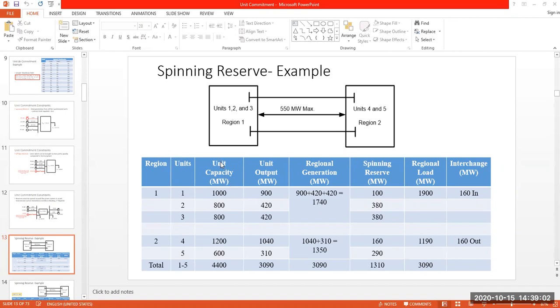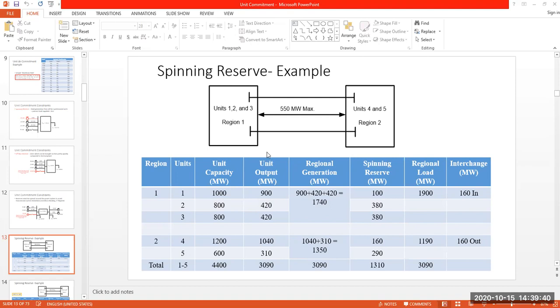The capacity means here the maximum capacity, okay? So we are talking about the maximum capacity in the third column. The unit capacity in megawatts gives us the information about the maximum capacity of a particular unit. So for example, 1000 megawatt is the maximum capacity unit 1 can provide. 800 megawatt is the maximum capacity that unit 2 can provide, and so on. So the total maximum capacity is presented here, which is nothing but the summation of all these 5 values. Okay, so it becomes 4400 megawatts.